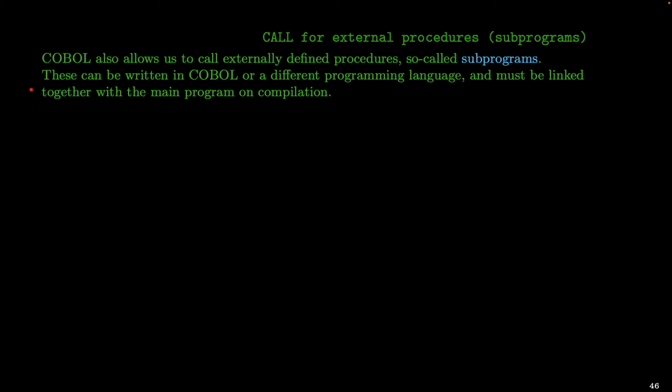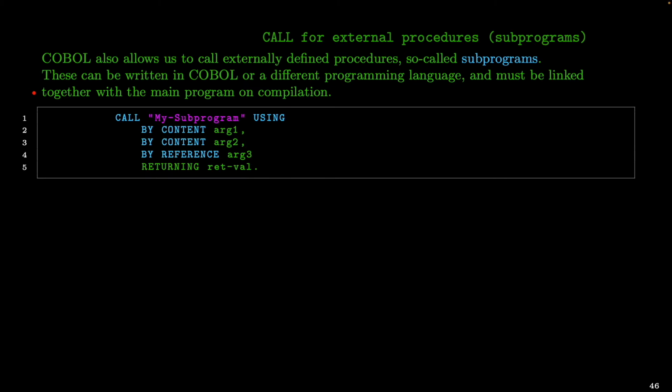I will first explain how to use such subprograms, and then in a few minutes I will actually tell you how to write them and link them, and then we will look at examples. So here, that's the simplest form of how such a subprogram call would look like. You use the instruction call with the name of your subprogram using by content argument 1, by content argument 2, by reference argument 3, returning ret val. Now you can maybe imagine what these parts are, but let's go through it one by one.